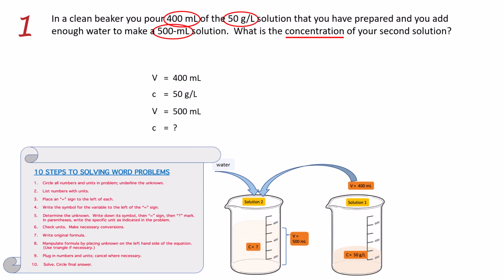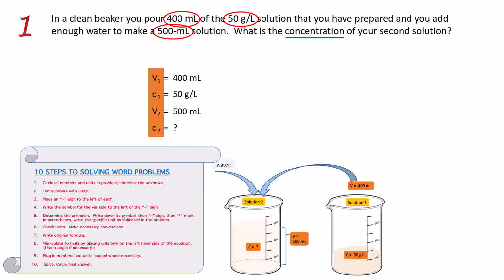Step 6. Check units, make necessary conversions. Our units are okay, but we note there are 2 V's and 2 C's, and so we must differentiate them. Recall that it really does not make any difference in the calculations as long as the given information about a solution is correctly paired up. From the question, we see that 400 milliliters and 50 gram per liter go together, so we'll label them with a subscript of 1. And that 500 milliliters and the unknown concentration go together, so we'll give them a subscript of 2.